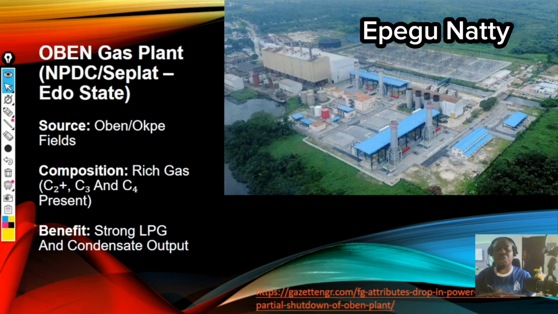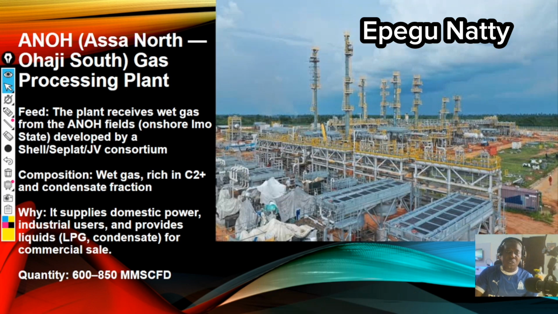All these fields gather the gases and then send them to this gas plant for refining. It has rich gas, so we have more of C2 plus, propane, butane, and you're going to be having strong LPG and condensate as our output. So let's go to the next one.